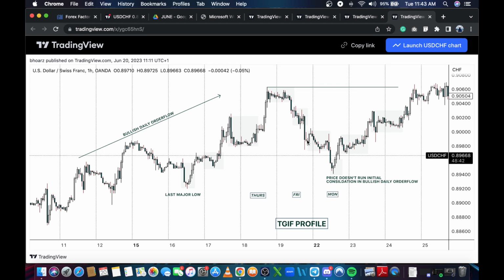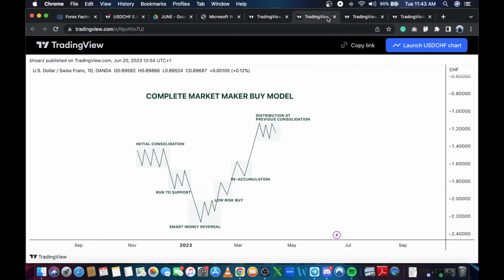Because we're going to talk about the market maker sell model on the next video. In a bullish daily order flow, do not expect a complete market maker sell model. What do I mean by a complete market maker sell model? That means you don't expect the market to run out the initial consolidation, like in a complete market maker buy model where we run out the initial consolidation. Right, so with the market maker buy model, we have the initial consolidation here, which is used to build in liquidity for hedging in price.